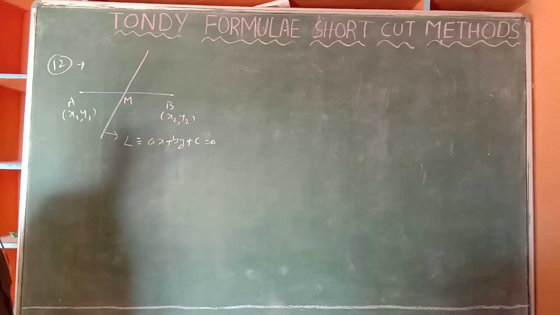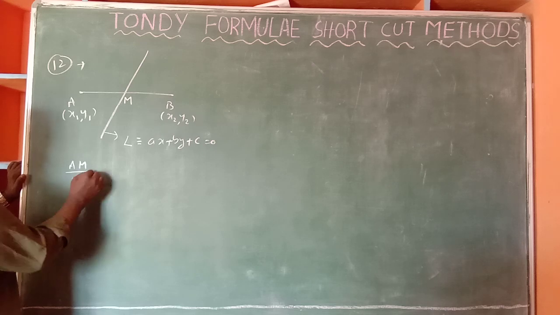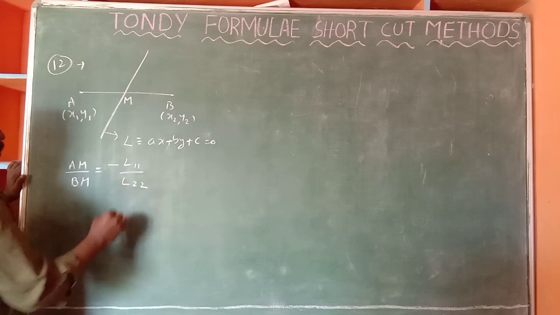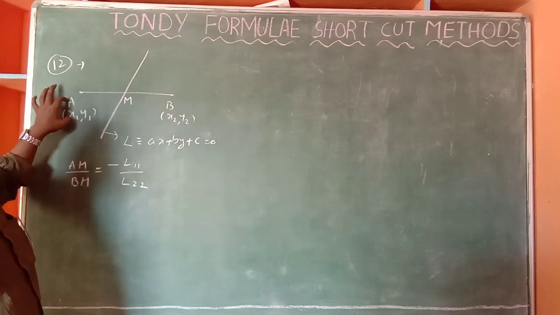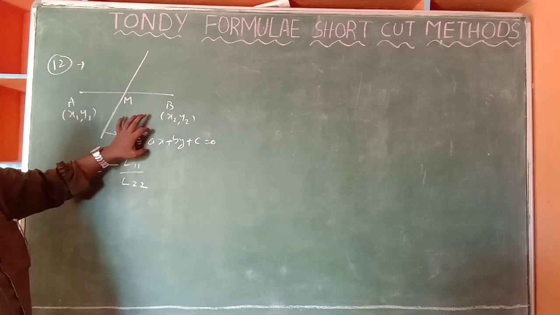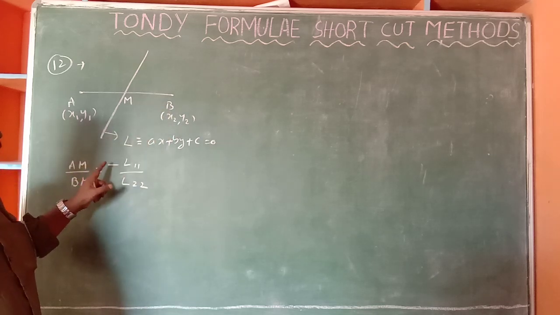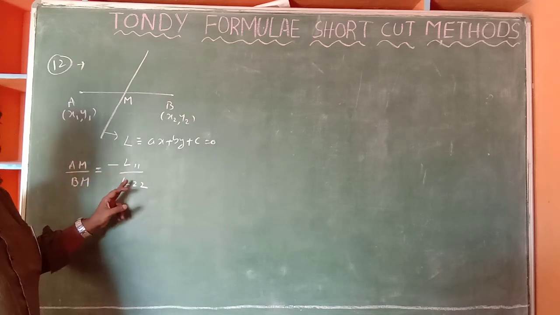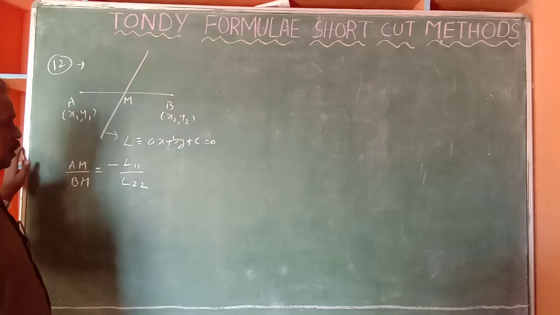That is the question. Here AM by BM, that ratio, is equal to minus L11 by L22. L11 means the line equation substituted with the first point, (x1, y1). L22 means the line equation substituted with the second point, (x2, y2). Now it is minus, why? Because that is the proof. Minus L11 by L22 is the ratio in which the segment is divided by the given line.